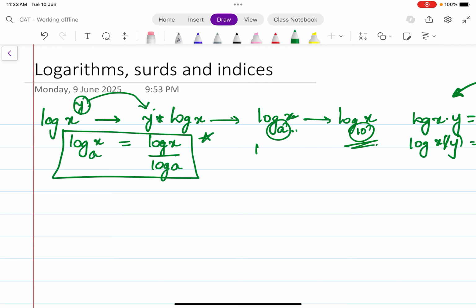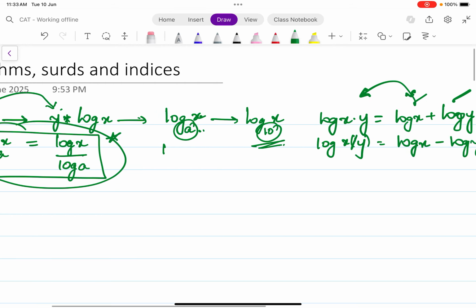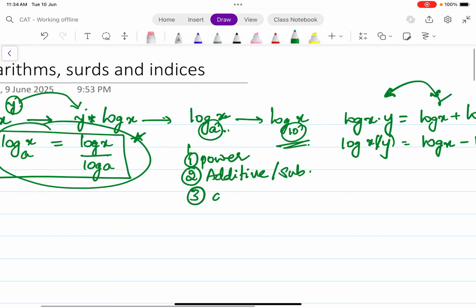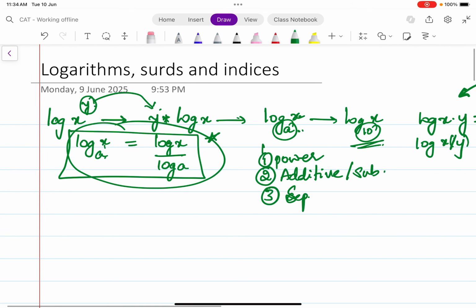Basically, they'll try to confuse you or bombard you with huge numbers to give you an illusion of the difficulty of the problem. But in reality, once you understand these four formulas, what are the four formulas? First one is the power rule, so the power comes outside as a product. Next one is the additive rule, which is the addition of two logarithms becomes a product, and vice versa as well. Same with the subtractive rule as well. And then the last one is the separation rule. So you separate logarithm of x to the base a as logarithm of x divided by logarithm of a. So using these four, you can solve any problem with regards to logarithms.